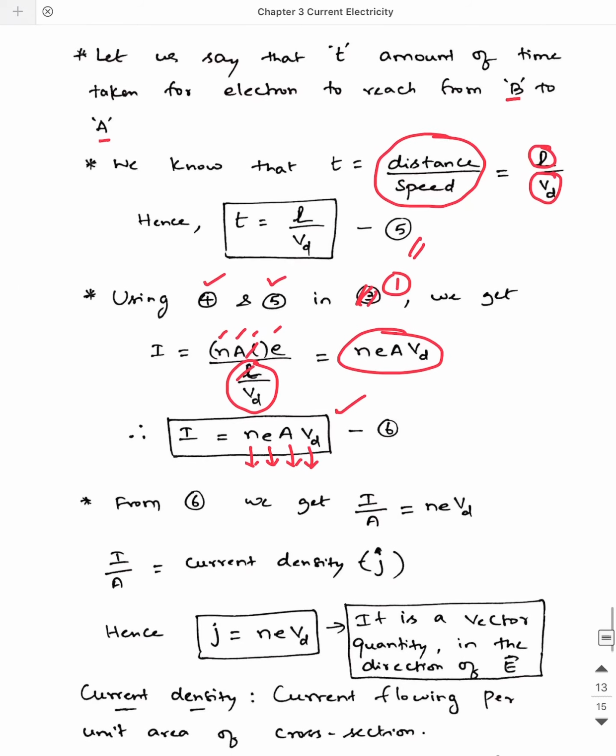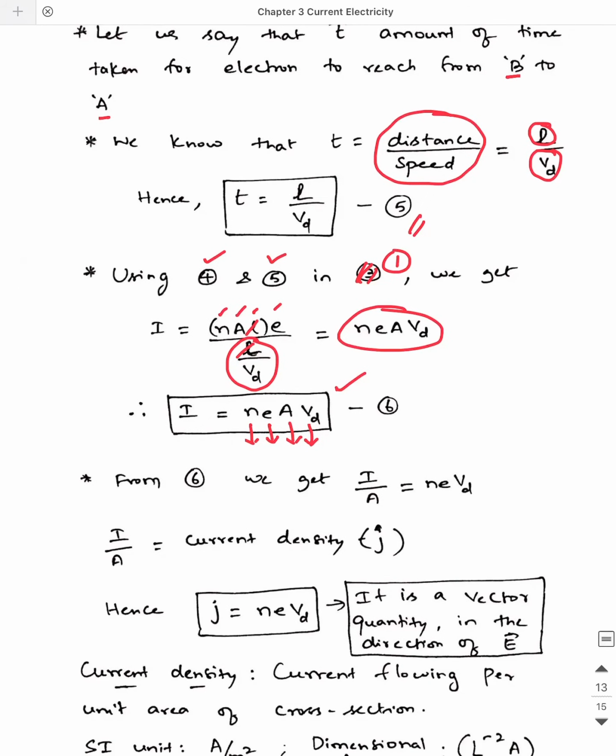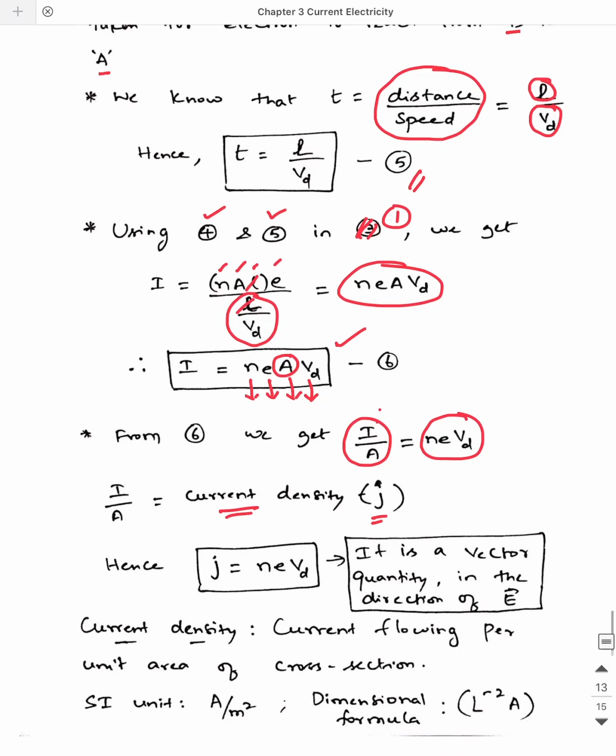Now if you make a small rearrangement to this expression, we get another physical quantity. Let's see what it is. If you bring the A to the other side, in the denominator, I by A will be equal to n into e into Vd. This I by A is called the current density, and it is represented with the symbol J. So J is equal to n into e into Vd.